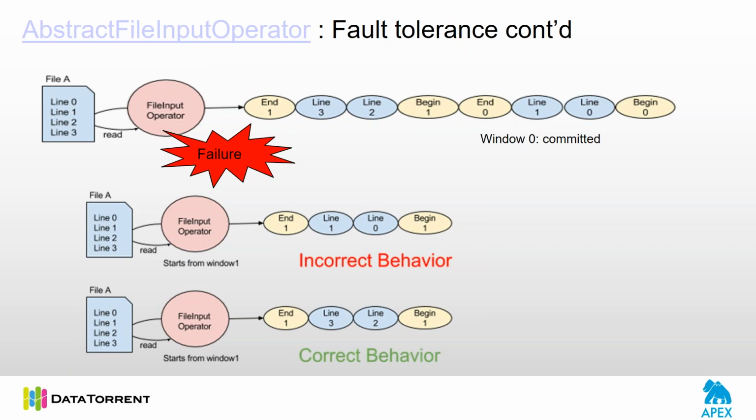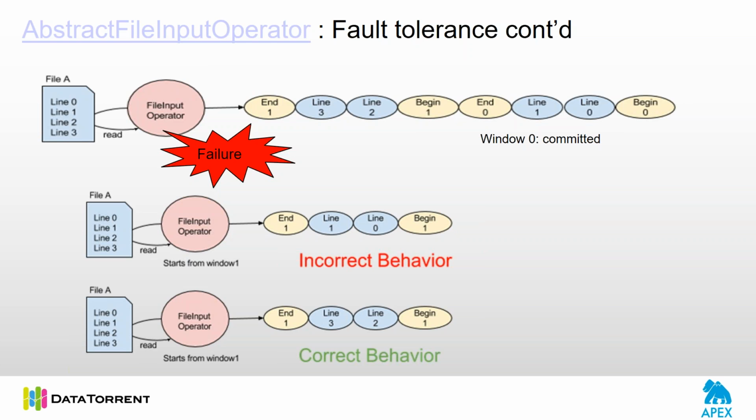So now what will happen? Window 0 gets committed, but just after the end of window 1, the operator fails, and window 1 fails to checkpoint. So then the operator will be redeployed in a different container. Now when it comes up in a different container, it needs to start processing tuples from the beginning of window 1.